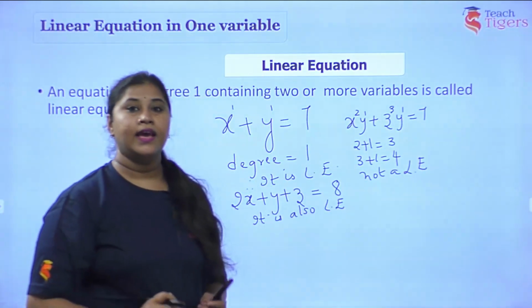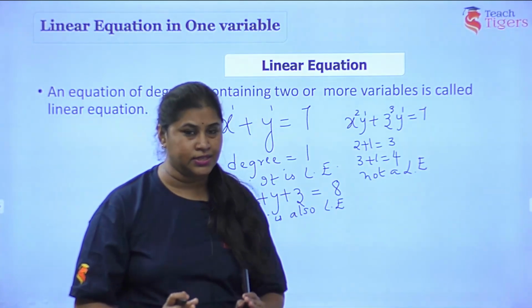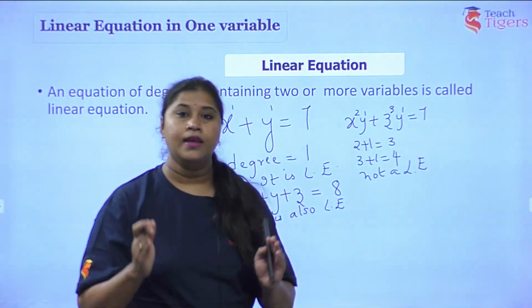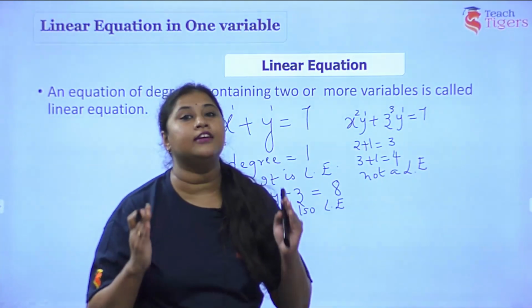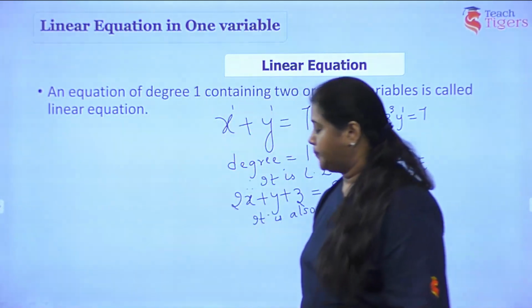Okay, guys? Have you understood now what a linear equation is? Degree should be 1 and it can contain one or more variables. That becomes your linear equation. Next.